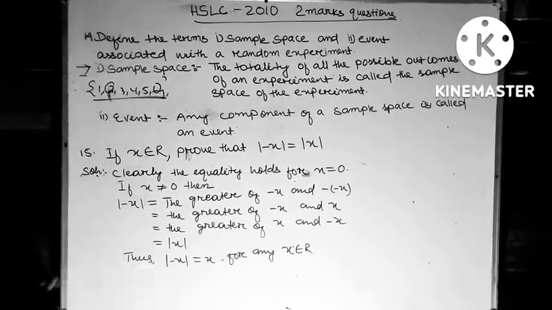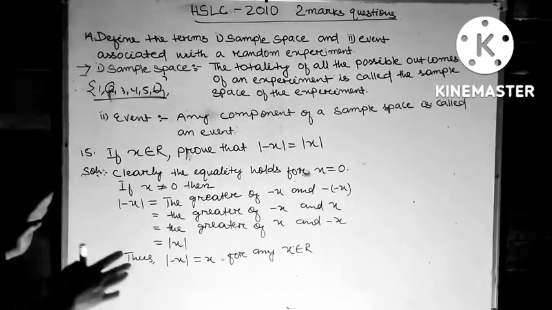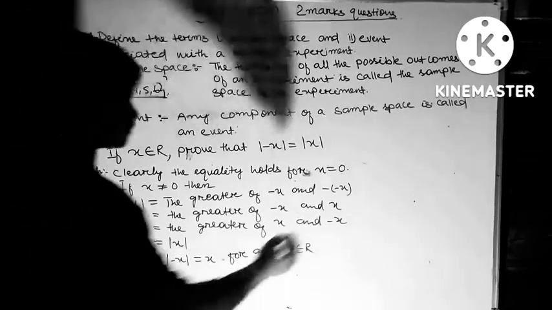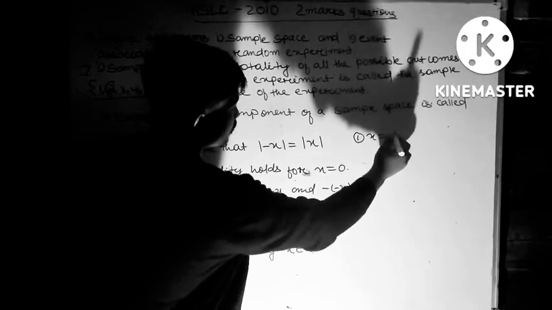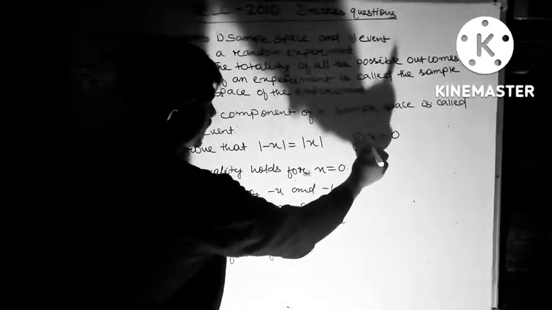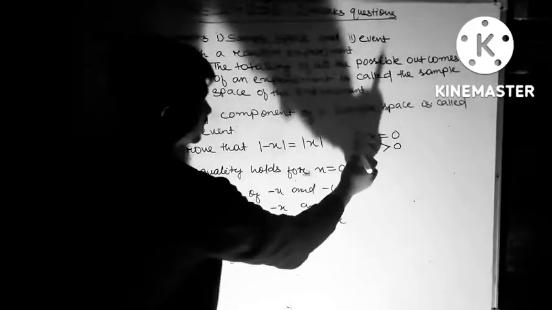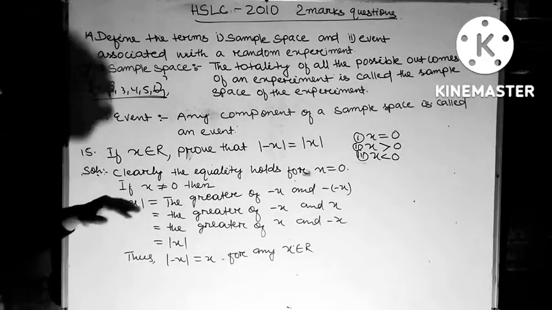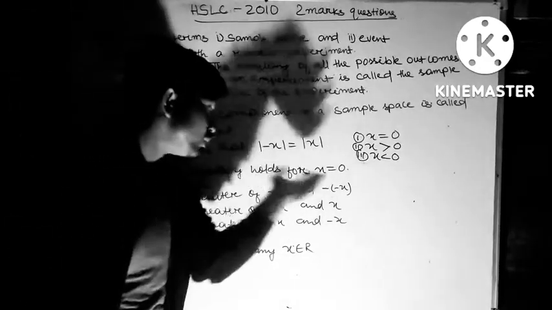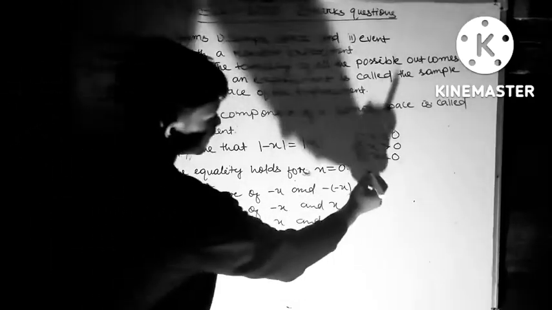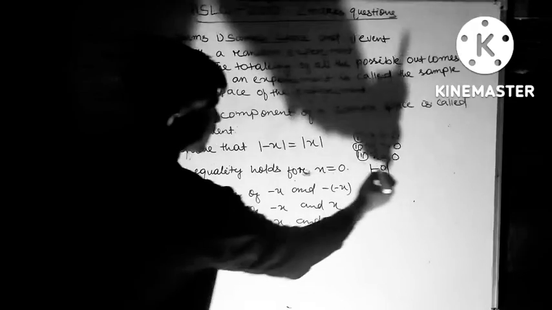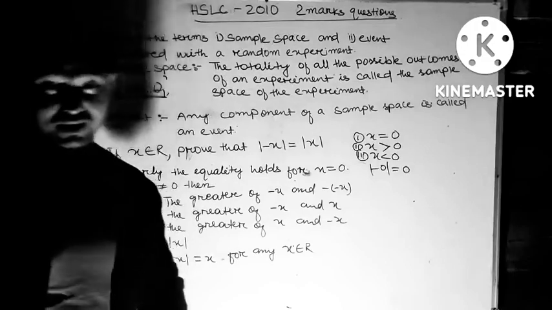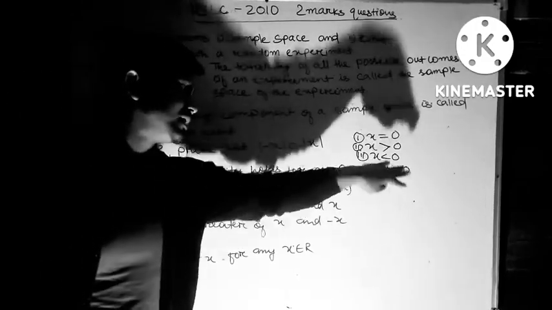This is also 2 marks. Whenever we solve modulus, there will always be 3 cases. Let's not forget. First case will be x equal to 0, the second case will be x is greater than 0, and the third case will be x is less than 0. If I take x equal to 0, then it is always true, because let's say minus 0, then I get 0, because there is no 0 which consists of a minus symbol. So the value of minus 0 will be 0.